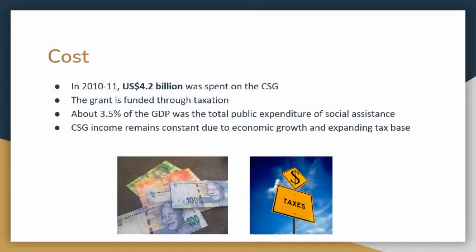In 2010 and 2011, a total of $4.2 billion was spent on the Child Support Grant. Like all of South Africa's social grants, the Child Support Grant was funded completely through taxation. About 3.5% of South Africa's GDP went to the total public expenditure on social assistance. The cost of the Child Support Grant remains constant despite its increasing coverage due to South Africa's economic growth and its expanding tax base.